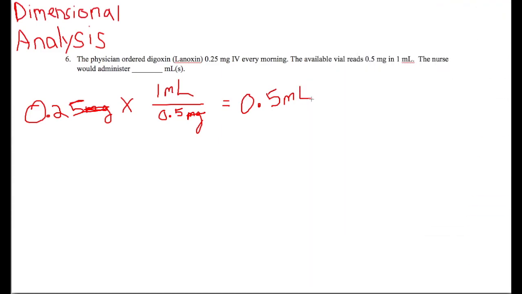Something that I want to point out here is it doesn't matter that this is an IV drug or that this is in mils, because you could replace the word IV with PO or by mouth every morning, and you can also replace mils with tab. So we have 1 tab that is 5 milligrams. The order is for 0.25 milligrams. And our answer is still going to be 0.5. It's just going to be 0.5 tabs now. So don't get freaked out just because you see something as IV.